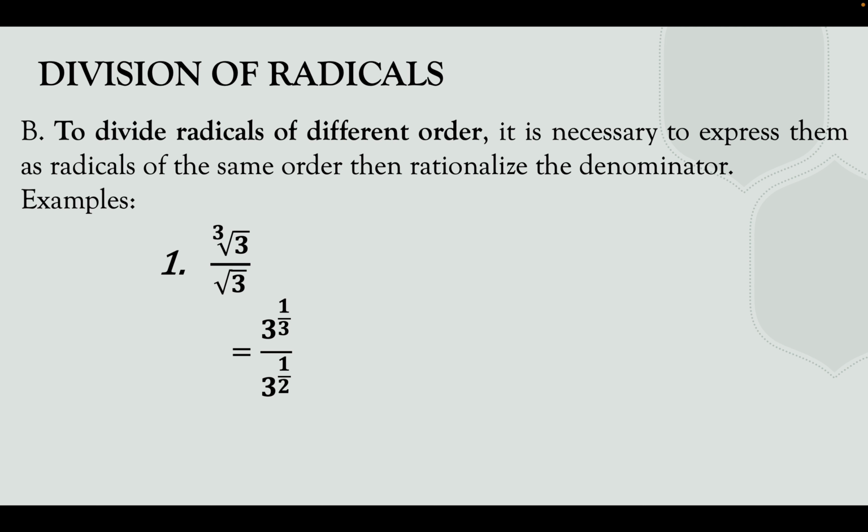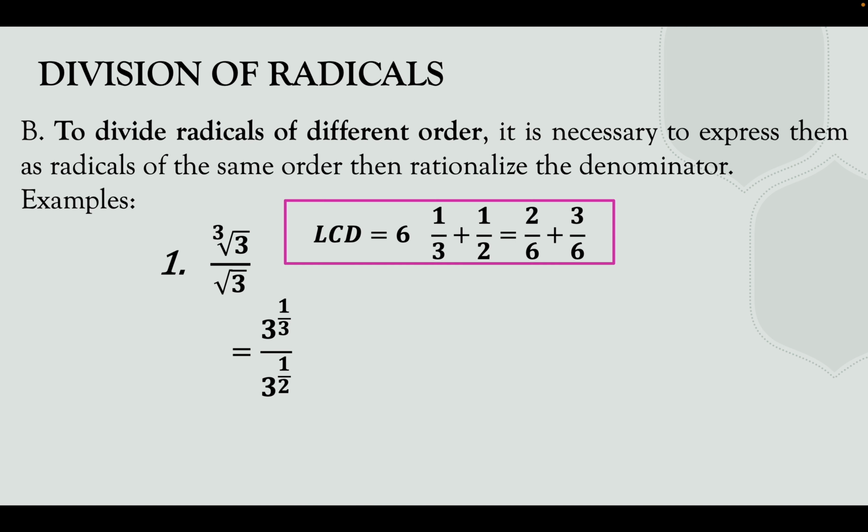Now, our goal here is that we must have the same denominator. We need to find the LCD of 1/3 and 1/2, and that is 6. So 1/3 and 1/2, now we will change this one. The denominator will be 6. 6 divided by 3 is 2 times 1, we have 2. 6 divided by 2, we have 3 times 1, we have 3. Now we have 3 raised to 2 over 6 over 3 raised to 3 over 6.